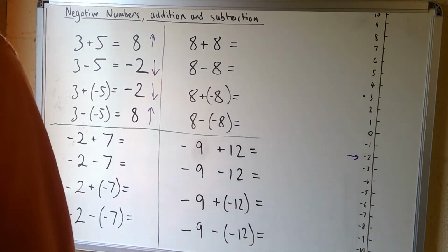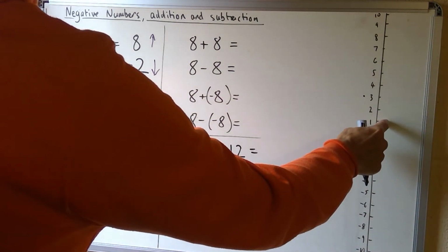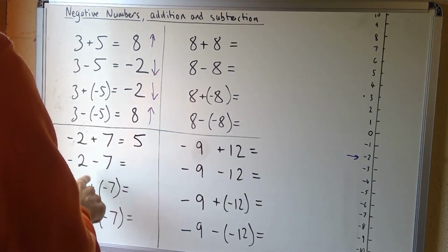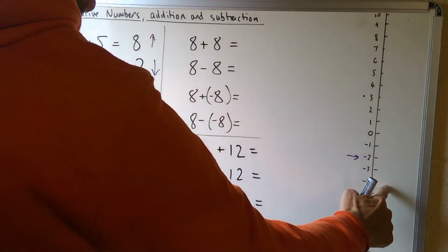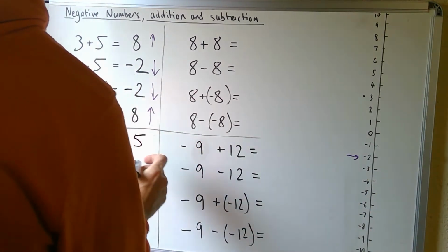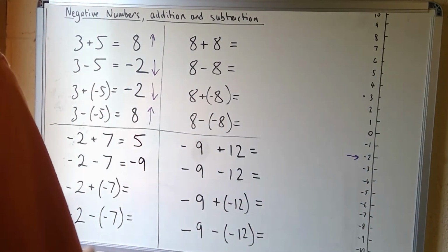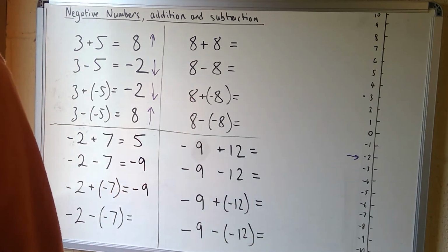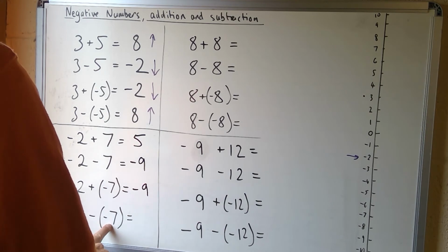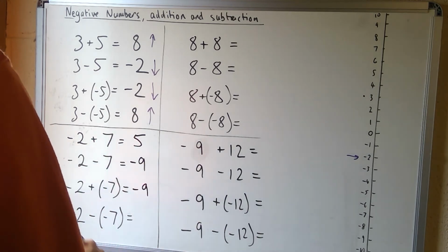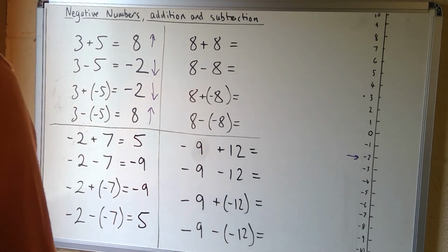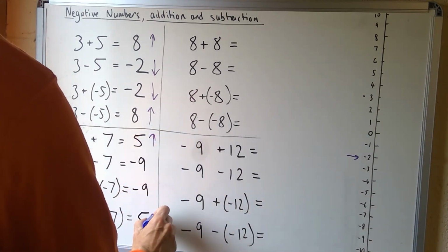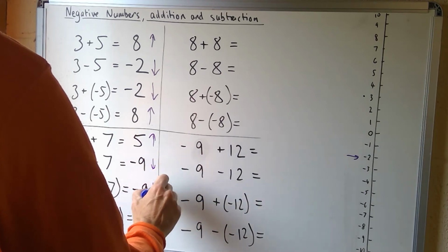So negative 2, if I go up 7, 1, 2, 3, 4, 5, 6, 7, I'm going to end up at 5. Negative 2 down 7, 1, 2, 3, 4, 5, 6, 7, I'm going to end up at negative 9. Negative 2 add negative 7, going to end up at negative 9. Negative 2 take negative 7, that's going to be the same result as adding 7, so that's going to give me 5. So I've gone up the number line for these two and down for those two.